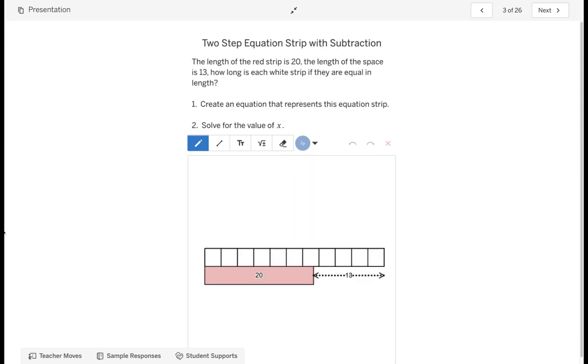All right, and here's our last one for before you start. The 2-step equation strip with subtraction involved. So it says the length of the red strip is 20. The length of the space is 13. How long is each white strip if they're equal in length? Again, we know that each of these sections is the same value, but we don't know the value, so we're going to label them as x.